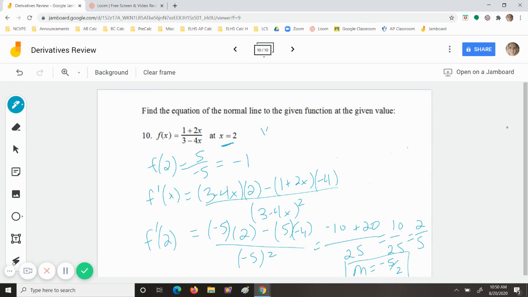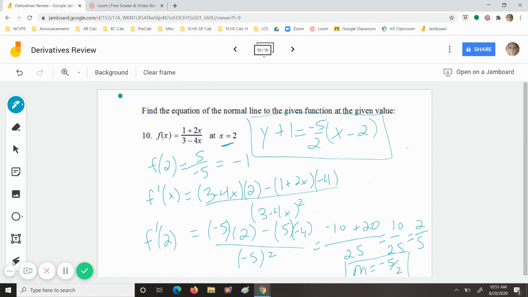So, equation of our line, y, that does not look like a y. Yeah, here we go. Y minus the y-coordinate, but it's a negative 1, so we have y plus 1 equals our slope, which is negative 5/2, times x minus the x-coordinate, which is 2. And that would be our equation of the line normal to this function at x equals 2.